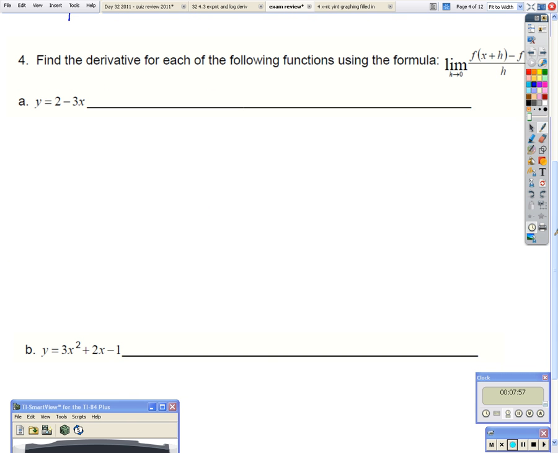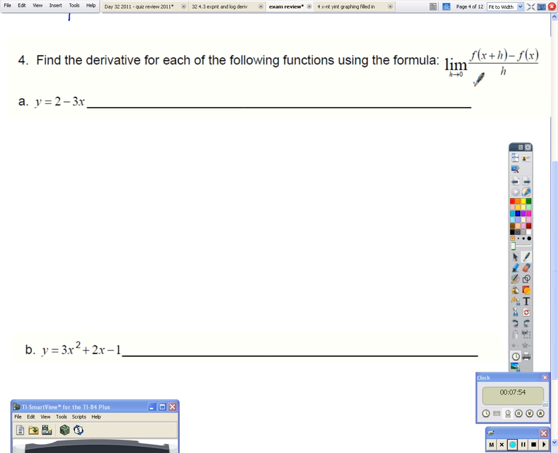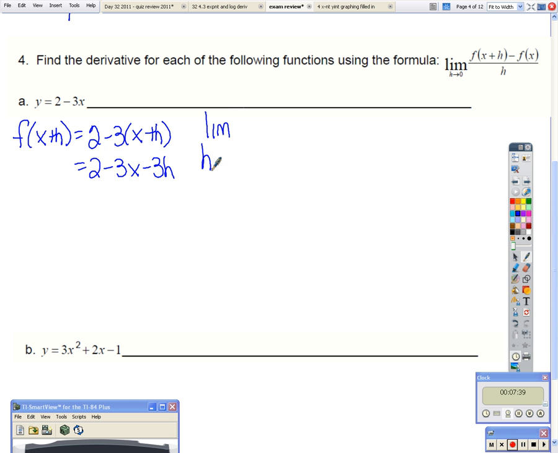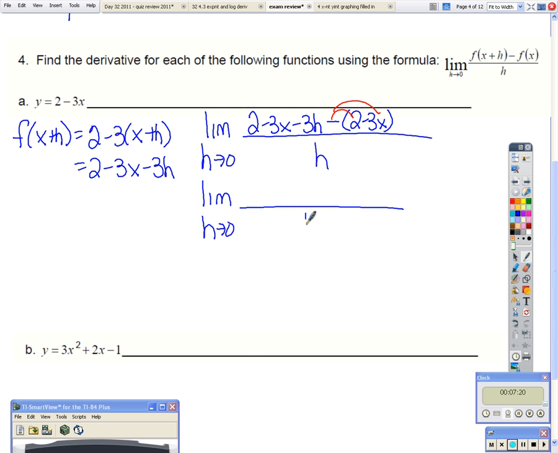Now for finding the derivative using the definition with our limit, first I need to find f of x plus h. So now using the definition, and it's minus the whole f of x. You have to be careful to distribute this negative. So that's minus 2 plus 3x.